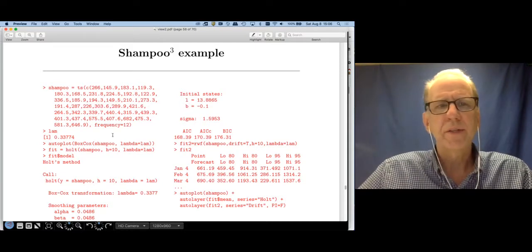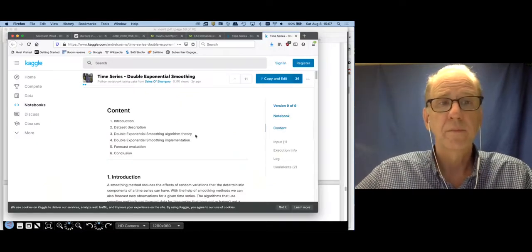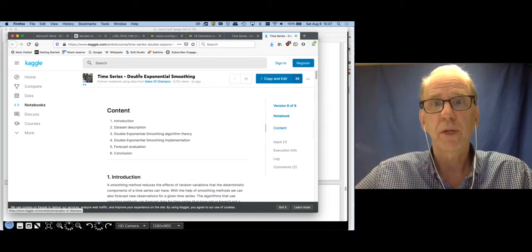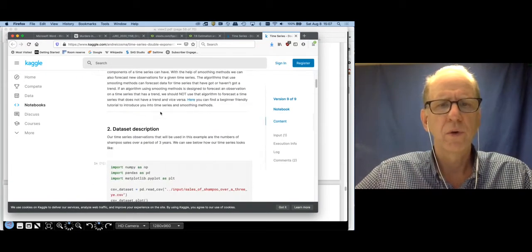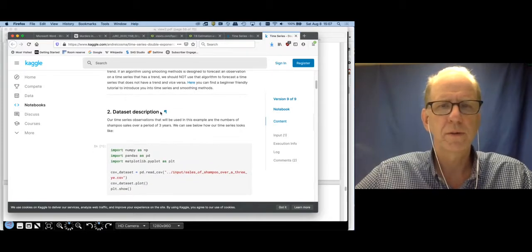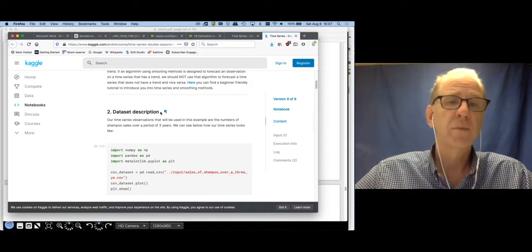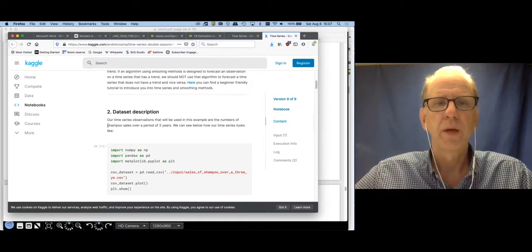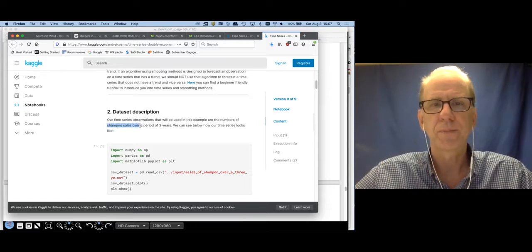I'm going to use another data set. This data set comes from a Kaggle tutorial on, you'll see here they call it double exponential smoothing, but that's what it is. And in this tutorial, they use a shampoo data set, which is kind of similar to what we'd be doing in a marketing role, where we're trying to predict our shampoo sales in the future.